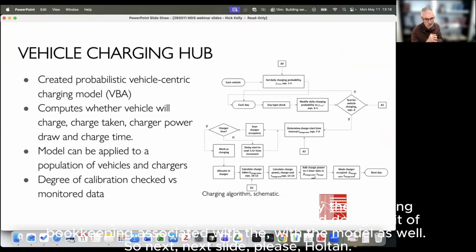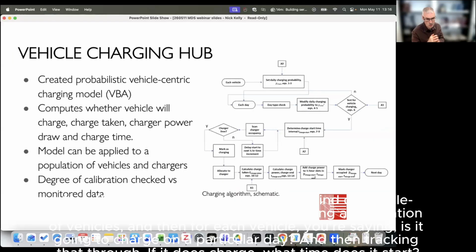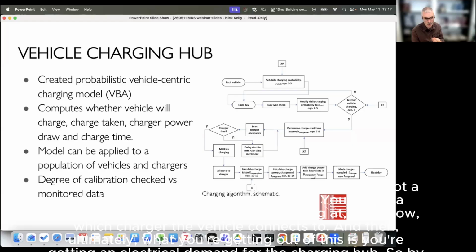So next slide, please, Zoltan. So it's what I've termed a kind of vehicle-centric charging model. So you're tracking a population of vehicles, and then for each vehicle you're saying, is it going to charge on a particular day, and then tracking that through. If it does charge, what time does it start? How much charge does it take? We've got a lot of other stuff in the model as well.